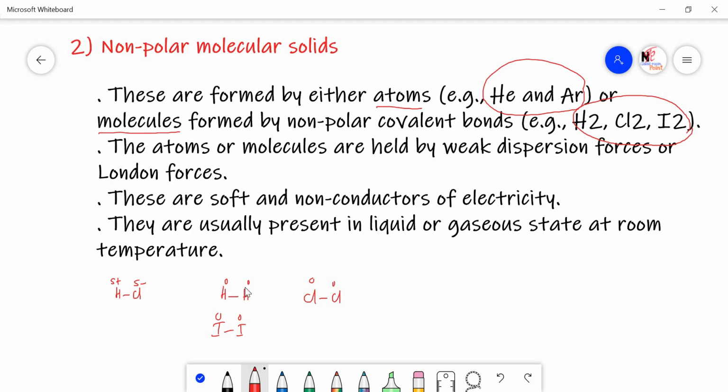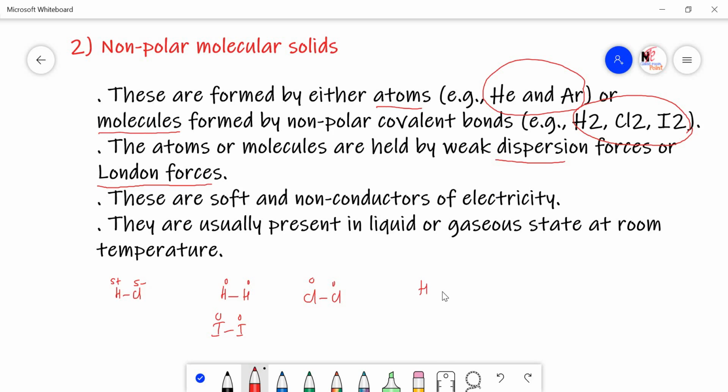But in this case, no such type of separation of charges is there. Hence, we cannot expect dipole-dipole forces. Wherever dipole-dipole forces are not there, or wherever no charge separation is there, in such type of molecules, we can observe only one type of forces. They are called the London forces or dispersion forces. These are very weak forces of attraction.